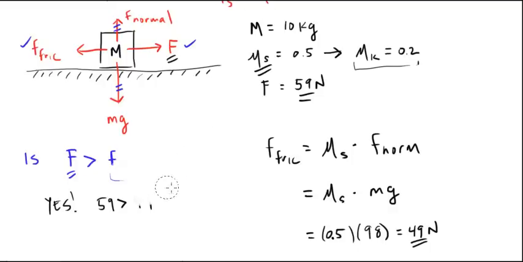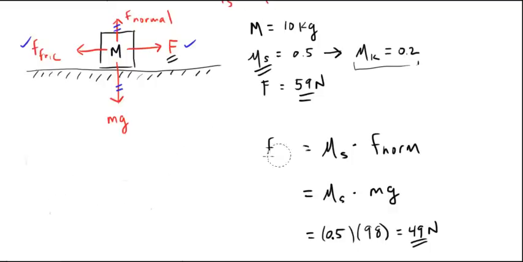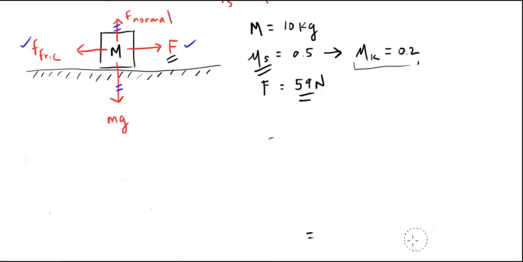I'm going to erase this. Give myself a little bit of room. Same setup. And I want to think about, okay, this pushing force, 59 newtons, will overcome the friction force in this particular case. But what could I do? Let's imagine I wanted to prevent this block from sliding. How could I prevent this block from sliding?